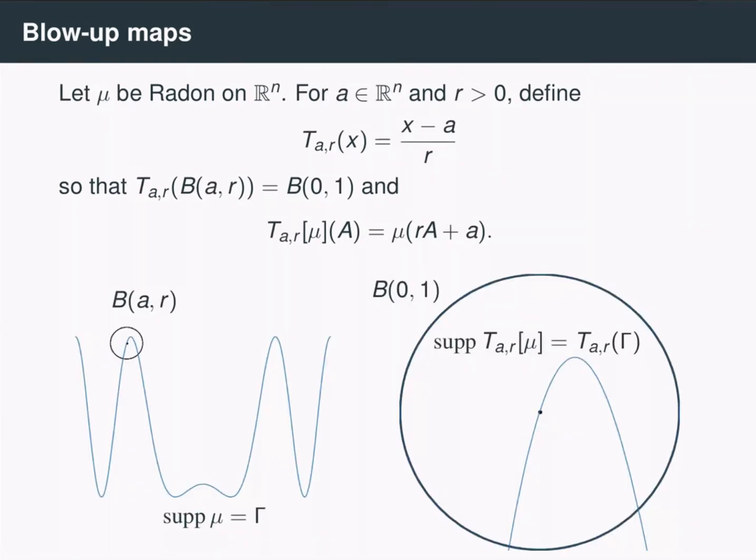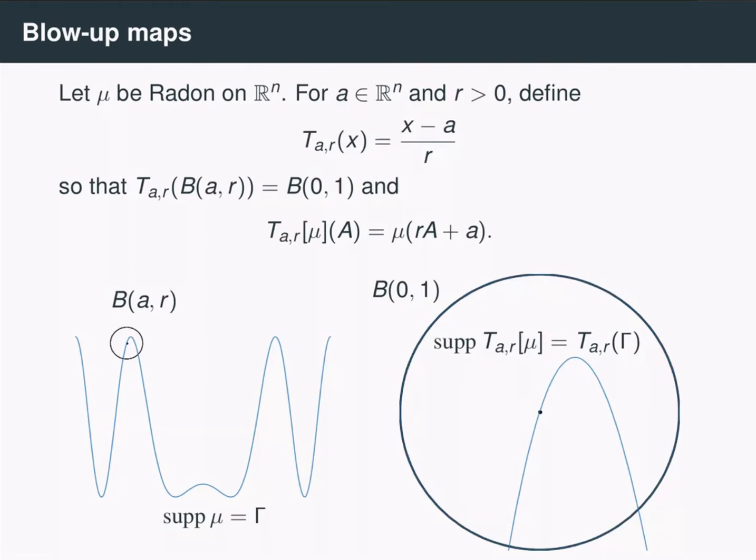So let's visualize what's going on. Suppose we have a measure mu whose support is equal to some curve gamma that we've denoted in blue, and suppose we have a ball B(a,r) centered on the curve gamma. What the map T_{a,r} does is it maps Euclidean space back onto itself so that the ball B(a,r) gets enlarged to the unit ball B(0,1). By doing so, it enlarges the portion of gamma in the ball B(a,r) to the unit ball. You can think of the unit ball in this case like the lens of a microscope through which we are looking at the ball B(a,r).